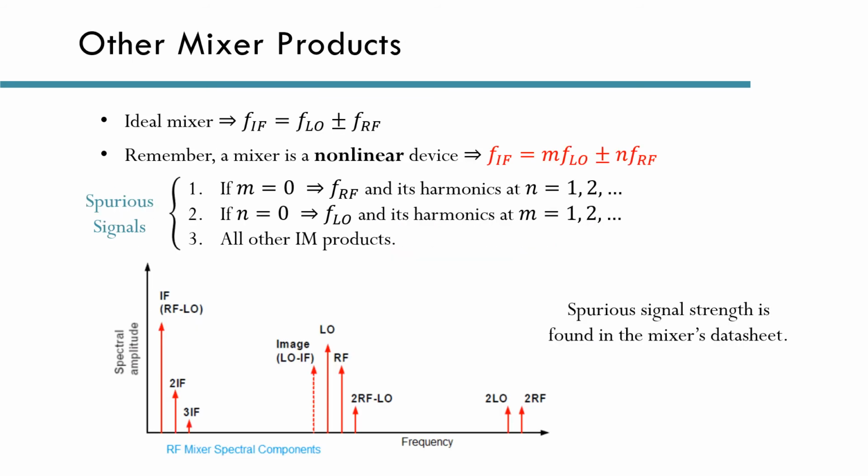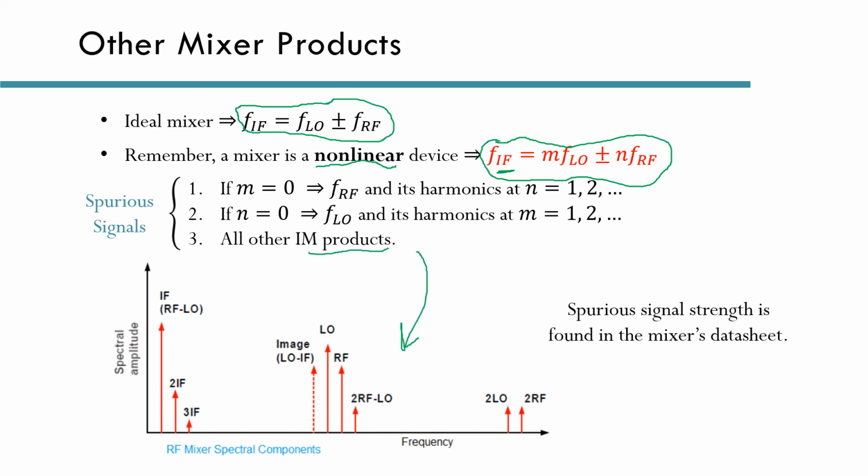In all our previous discussions, we were assuming that we had an ideal mixer. So we were considering that we only had second order terms at our output, in fact. But we should remember that a mixer is a nonlinear device. And this means that this, in fact, is the output spectrum of frequencies that we will have at the IF port. We will have all the RF frequencies and all the harmonics. We will have FLO and all its harmonics, as well as all the different intermodulation products.